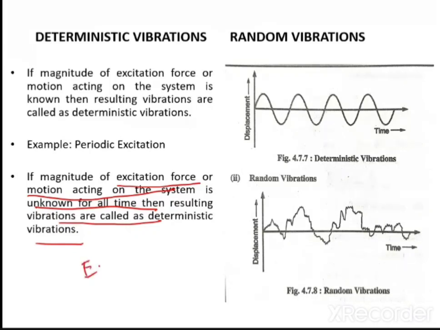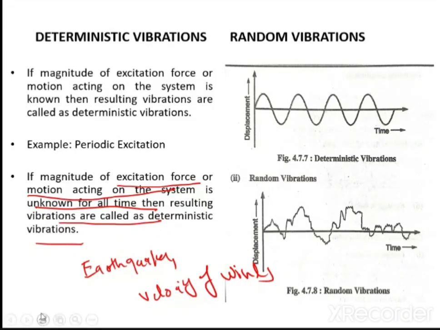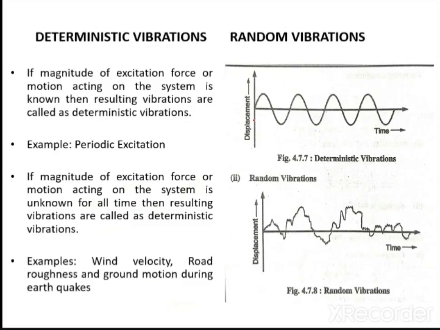For example, you can take the example of an earthquake. Sometimes you can take the example of the velocity of wind. So these are some vibrations where the magnitude of the excitation force or the motion acting on the system is unknown for all time. Then they are called random vibrations. Examples: wind velocity, road roughness, ground motion during an earthquake. All come under this.